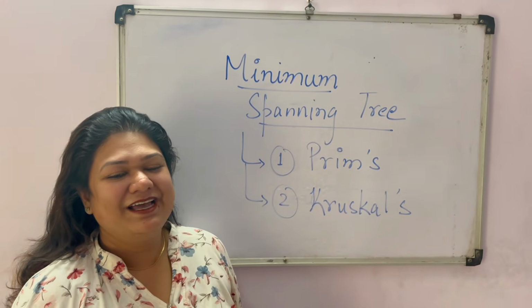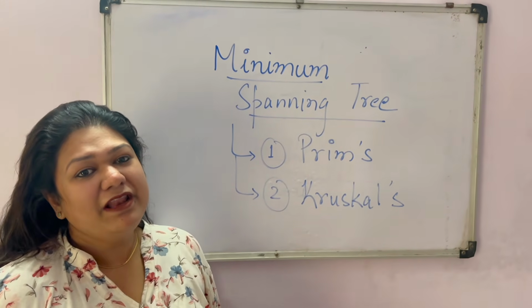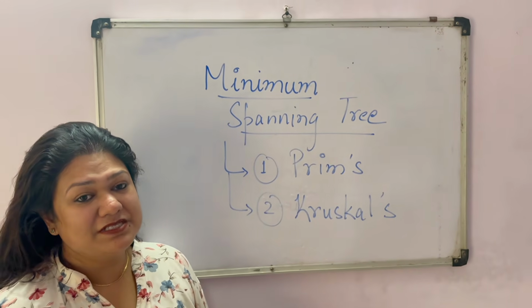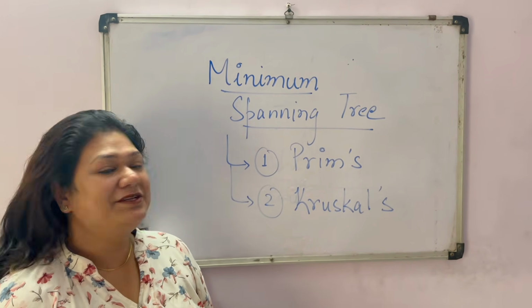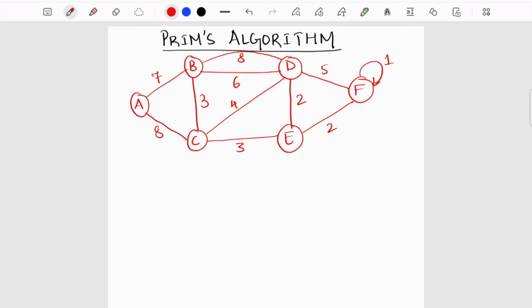Hello friends, in today's video we'll look into the algorithms that we can use to obtain a minimum spanning tree. So this is a given graph. Now from this graph I want to find out its minimum spanning tree. So for that in this video I'm going to explain the first algorithm, which is known as Prim's algorithm.